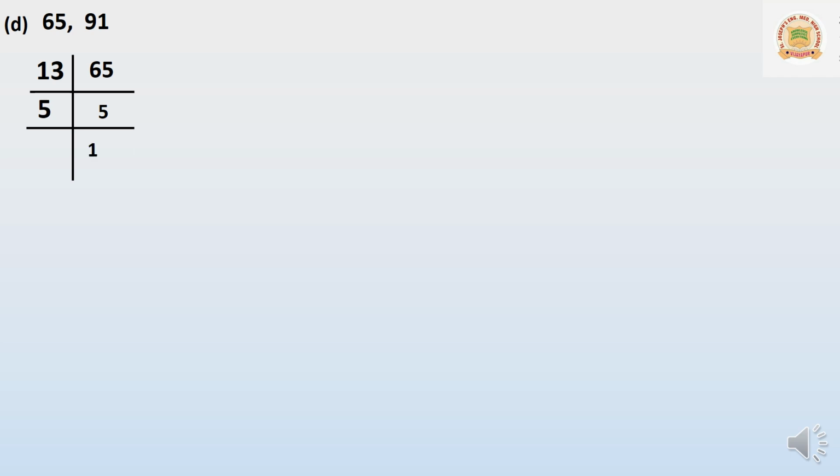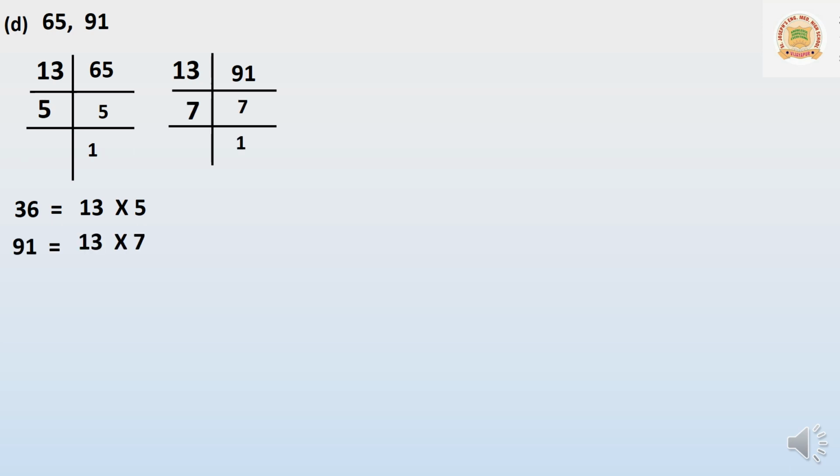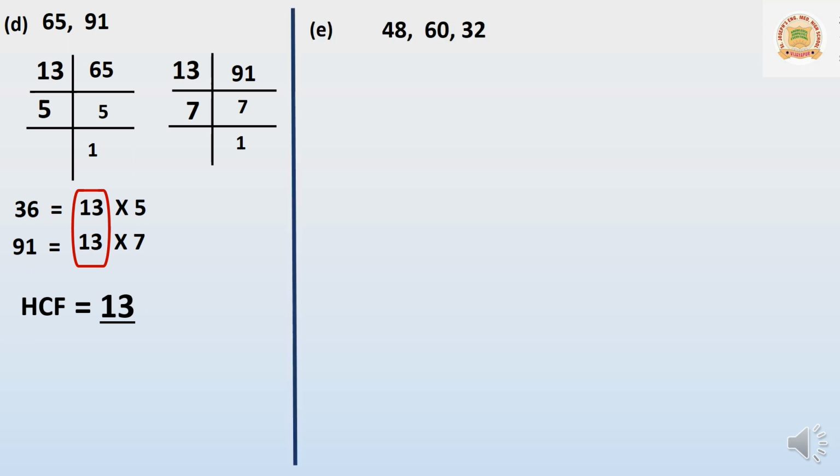Next, 5 1s are 5. 13 5s are 65. Next, 91. 13 7s are 91. 7 1s are 7. So here the highest common factor is 13. The common factor is only one number. 13 is going to divide both the numbers.